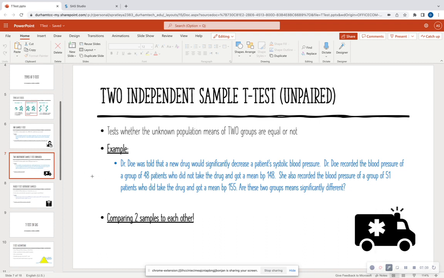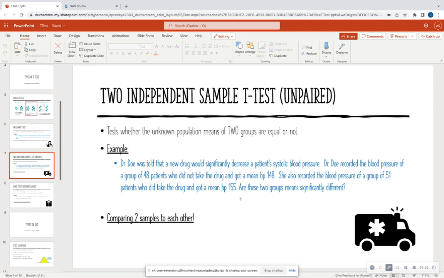Dr. Doe was told that a new drug would significantly decrease a patient's systolic blood pressure. Dr. Doe recorded the blood pressure of a group of 48 patients who did not take the drug and got a mean of 148. She also recorded the blood pressure of a group of 51 patients who did take the drug and got a mean of 155. Are these two groups' mean systolic blood pressure different from one another?